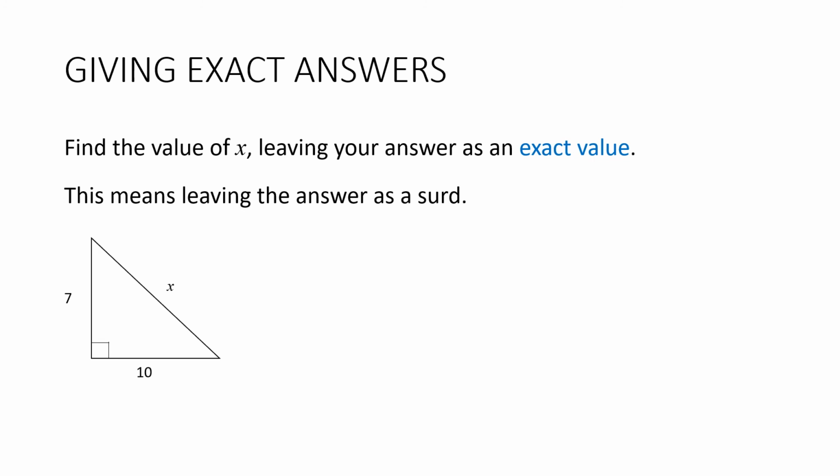We're going to start by writing Pythagoras' theorem. x squared is equal to 7 squared plus 10 squared. 7 squared is 49, 10 squared is 100. And add that up. Now we'll take the square root of both sides. x is equal to the square root of 149, which is not a nice number, and that's where we stop. We don't have to write approximately equal to and then work out the square root on the calculator. Okay, that's an exact value, and it is a surd.